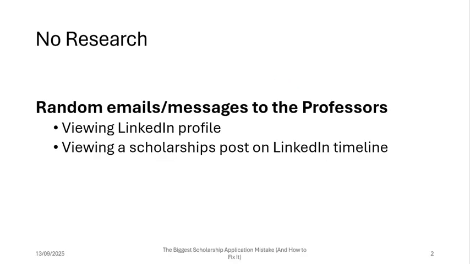Most of us, when we start scholarship applications, don't do any research. Without proper research, we start sending emails or messages to professors. For example, we see a YouTube video about a scholarship and want to apply. We go to LinkedIn and see the profiles of professors there. When a professor's profile is relevant to our area of interest or previous degree, we just send an email saying I am interested in this scholarship and want to apply, and please send me an acceptance letter for this scholarship.